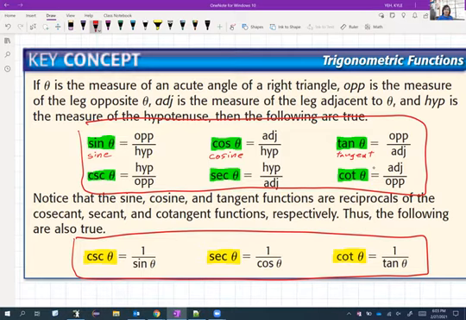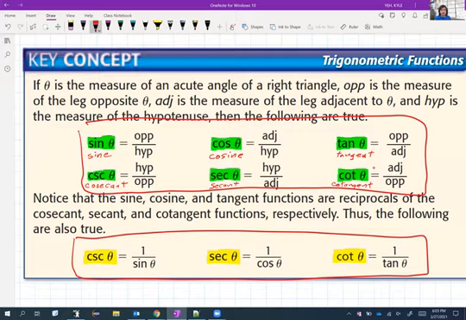Now, what about cosecant? Cosecant is really just sine flipped on its head, if you look. Sine is opposite over hypotenuse. Cosecant is hypotenuse over opposite. They're basically just reciprocals of each other. Then we have secant. And we have cotangent. And so secant is the reciprocal of cosine, hypotenuse over adjacent, and cotangent is the reciprocal of tangent, adjacent over opposite.